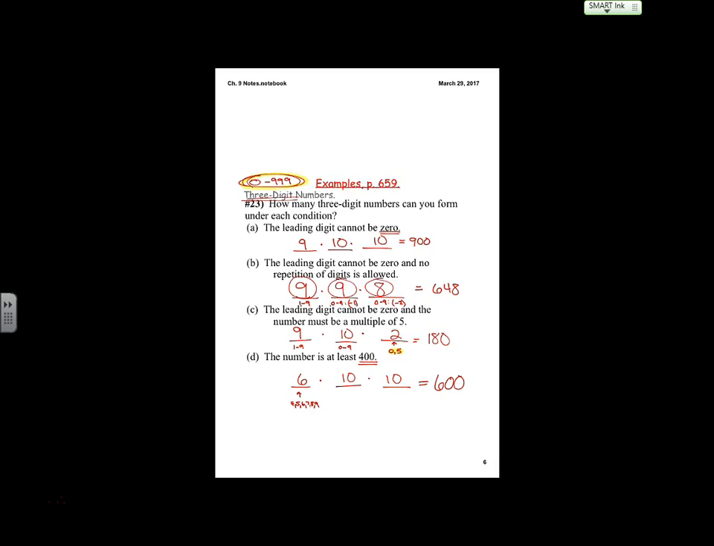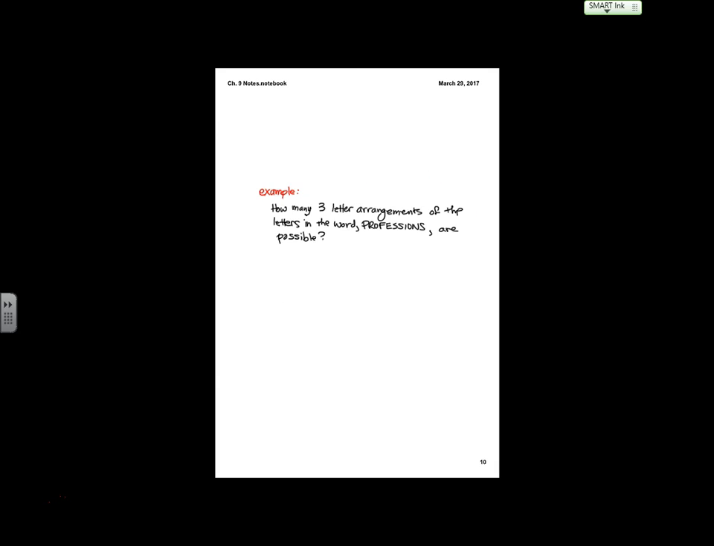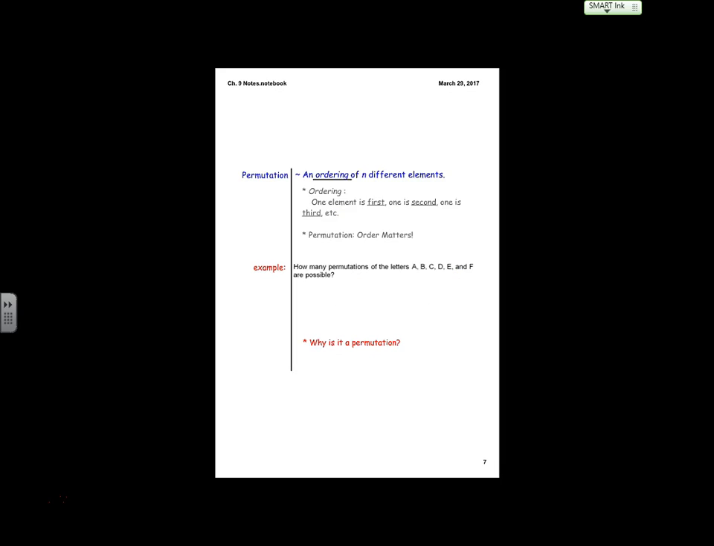Kiddos, if I look at our notes real fast, we still need to talk about permutation and combination. That's okay. Homework will be due on Friday.